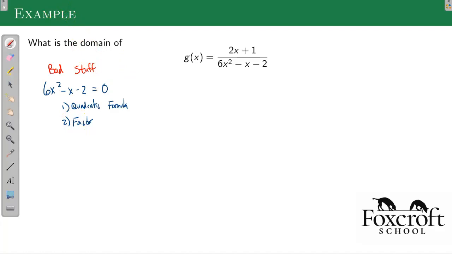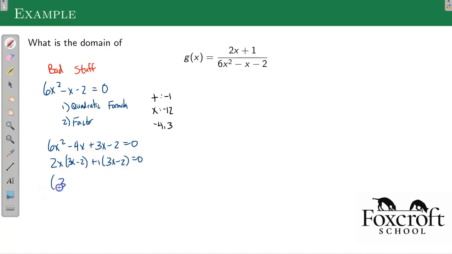So I'm going to try to factor. That means I would have to add to -1 and multiply to -12. That's -4 and 3. So now my equation is 6x squared minus 4x plus 3x minus 2. Factor by grouping, and break up into my two factors.